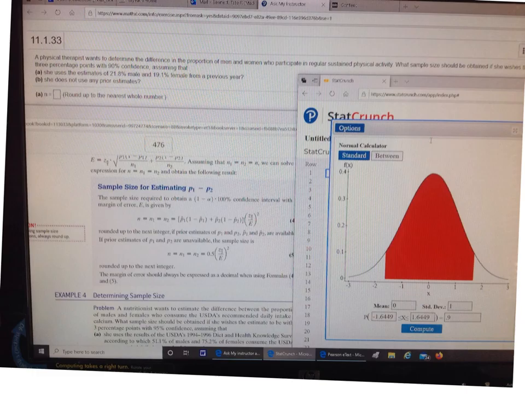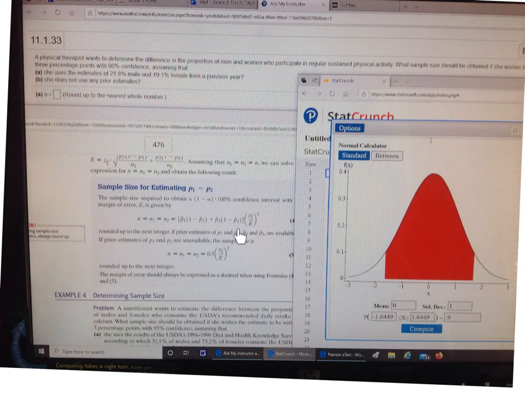Oh, I got your question here. You want to determine the sample size for estimating p1 minus p2. A physical therapist wants to determine the difference in the proportion of men and women who participate in regular and sustained physical activity. What sample size should she obtain? She wants within 3 percentage points with a 90% confidence interval, assuming the following.